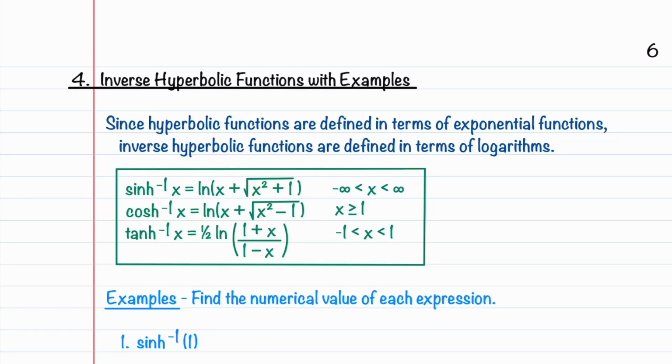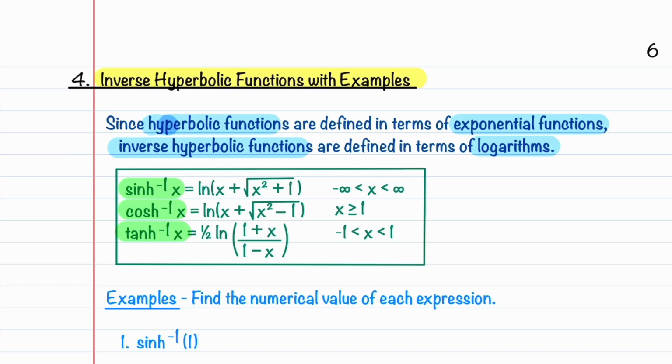We are going to learn about inverse hyperbolic functions and then walk through some examples. Since hyperbolic functions are defined in terms of exponential functions, inverse hyperbolic functions are defined in terms of logarithms. I've written down the definition of inverse sinh of x, inverse cosh of x, and inverse tanh of x. All three of these definitions have logarithms in them.